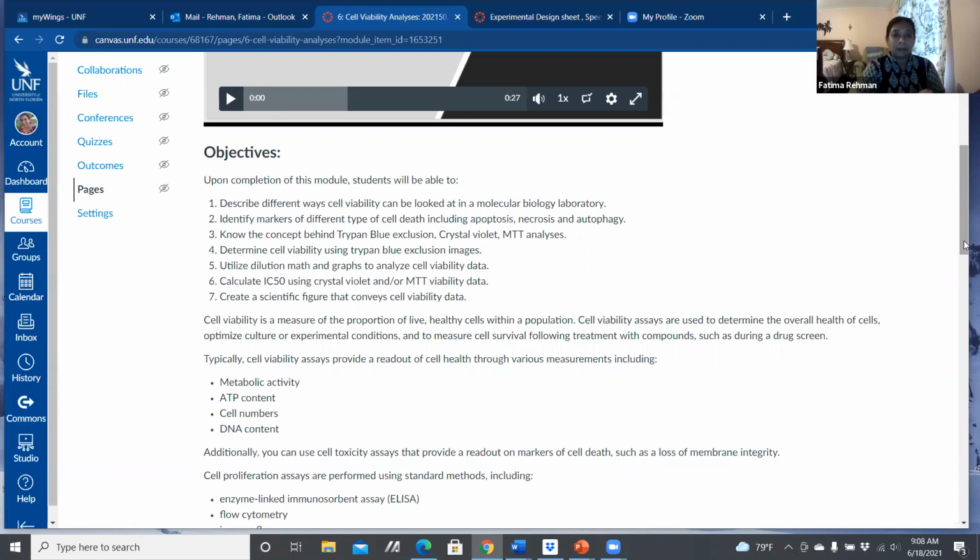One of them is simply looking at whether they're alive or dead, right? So looking at markers for different types of cell death. We again talked about some of this last week, and we'll review them today as well. So cell death can occur through one of three different ways, usually when we are treating them with some kind of a drug or a compound. And those are apoptosis, necrosis, and autophagy.